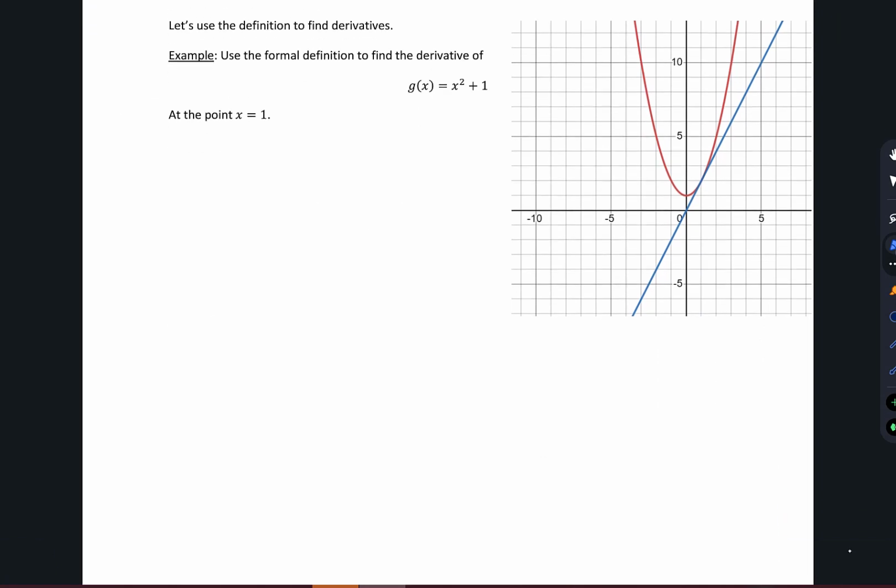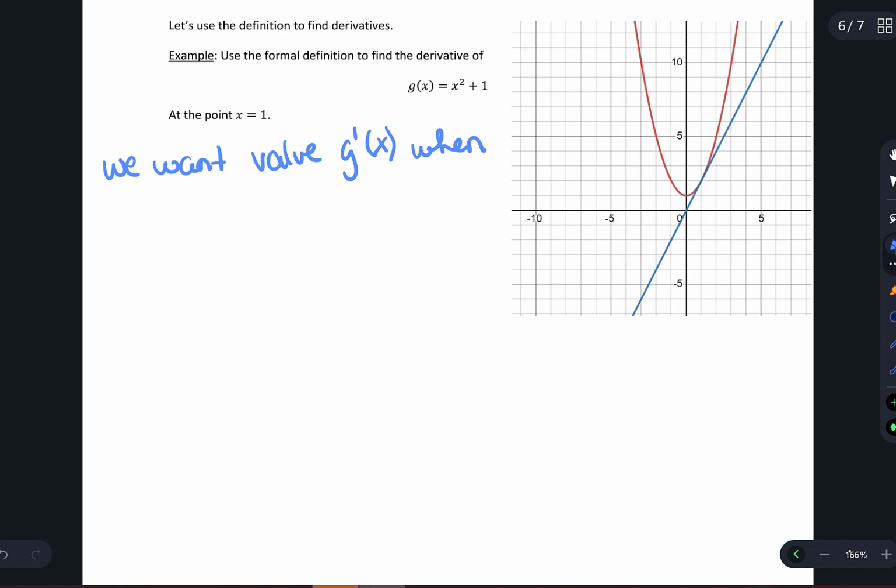So here we're going to actually use the formal definition, moving away from the geometric interpretation, to find the derivative of g of x is equal to x squared plus 1. To start with, we want the value of the derivative, and that is the derivative not evaluated at x, but the derivative evaluated at 1, when g of x is equal to x squared plus 1.